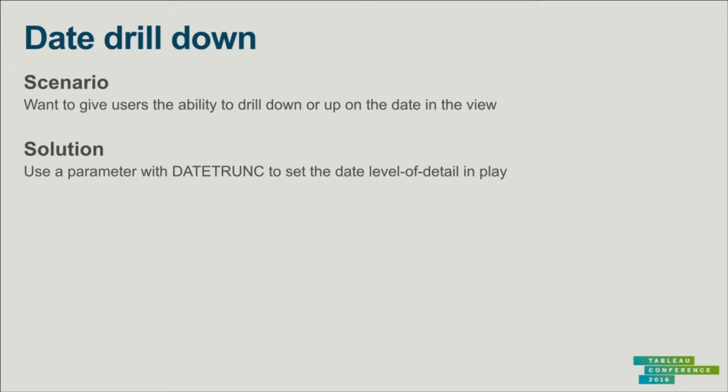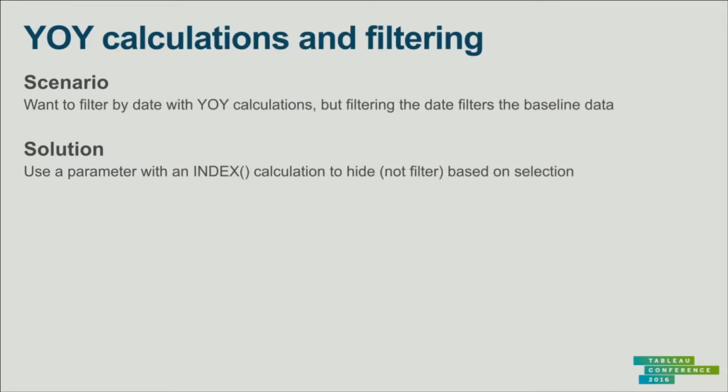But we were on date drill down, right? And so we used the date trunc function to drill up and down the level of detail of the view. And then we even sorted it because we knew that would be helpful. Another date parameter scenario I have been on a few times is the year-over-year calculations scenario. So in reality, when you do a year-over-year calculation, oftentimes you don't want to look at all the years, right? Because what are you going to do about 5 years ago or 10 years ago? You want to look at this year. So you want to look at 2016.